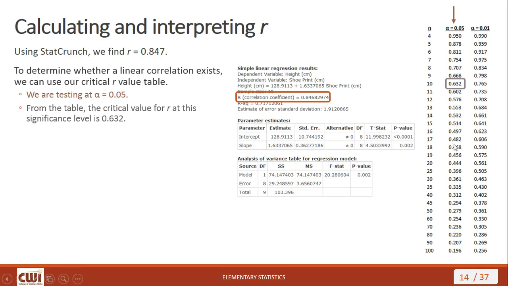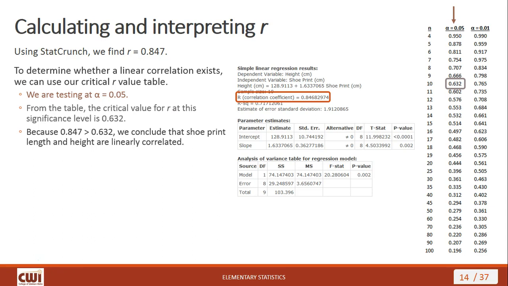How do we know which one of these values to select? Well, we look for our sample size. We have 10 randomly selected subjects that provided values, so the corresponding critical value for R is 0.632. Now we compare the value for R we calculated with that critical R value, and we find that we're greater than the critical R value. So because we're greater than that critical R value, we conclude shoe print length and height are linearly correlated.